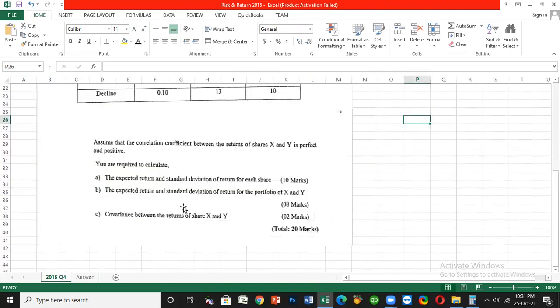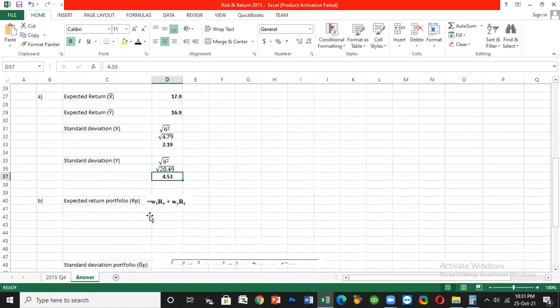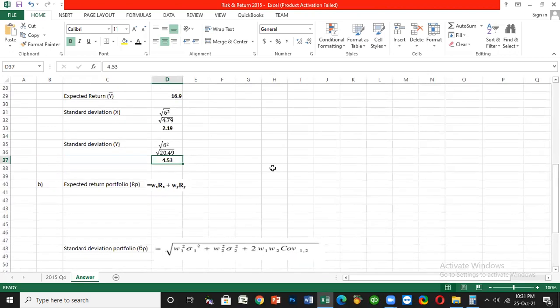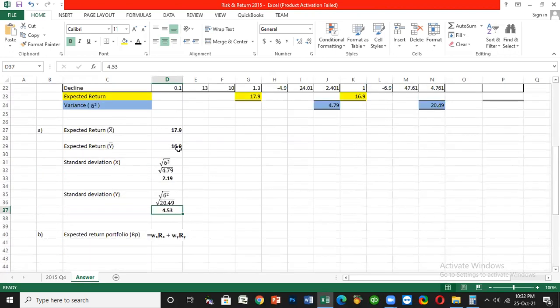Then B part, they ask the expected return and standard deviation of return for the portfolio of X and Y. Let's see how to calculate the expected return of the portfolio and the standard deviation of the portfolio. This is the formula to calculate the expected return of the portfolio. Expected return of portfolio equals weight of X multiplied by return of X plus weight of Y multiplied by return of Y. So the returns of X and Y we already calculated: 17.9 and 16.9.